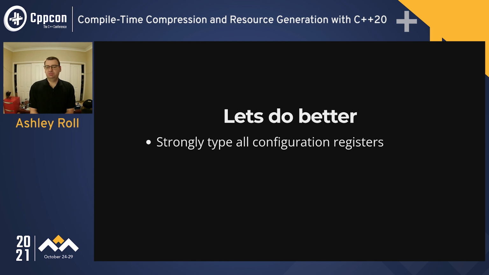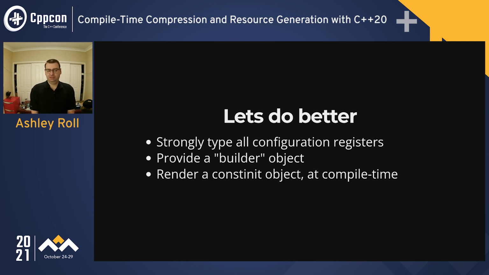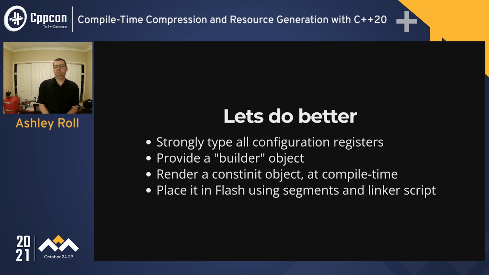If we strongly type all the configuration registers or build some type-based tooling around what values are correct, we can leverage C++ to determine at compile time whether those settings make sense. We can provide a builder object to help us put together that configuration, or in fact, provide a series of useful defaults. And then at compile time, we render it to a constant-initialized object, and we place it in Flash using segments and the linker script.